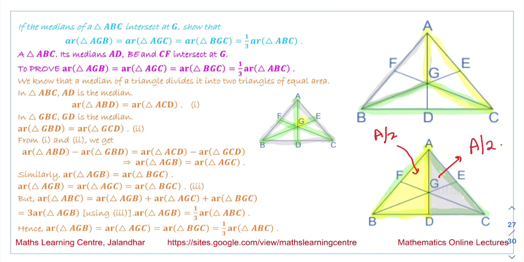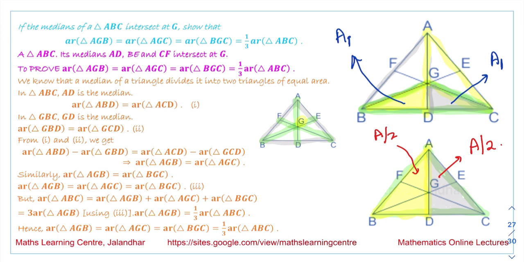Next we are considering this triangle BGC. For this triangle BGC, GD is the median, so we divide it into two triangles. One is this triangle and second is this triangle, and both of these triangles have equal area. Suppose the area of this triangle is A1 and the area of this triangle is A1. Their areas are equal.